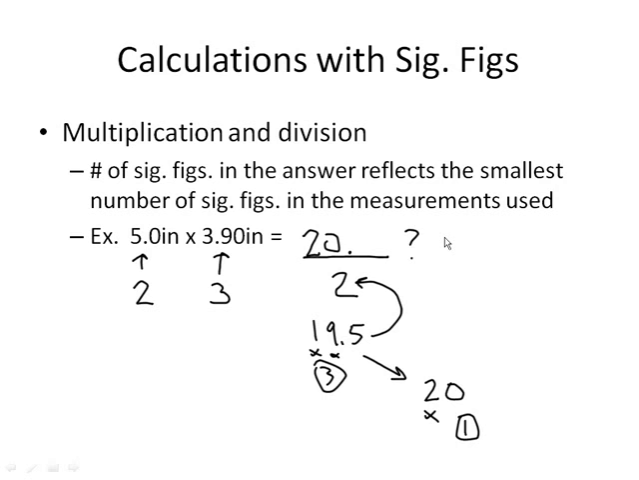The other way to do it, some of you may have thought of, is to write it in scientific notation, 2.0 times 10 to the first. Don't forget your units here. I had inches times inches, which is essentially inches squared. So either of those answers would be perfectly acceptable.